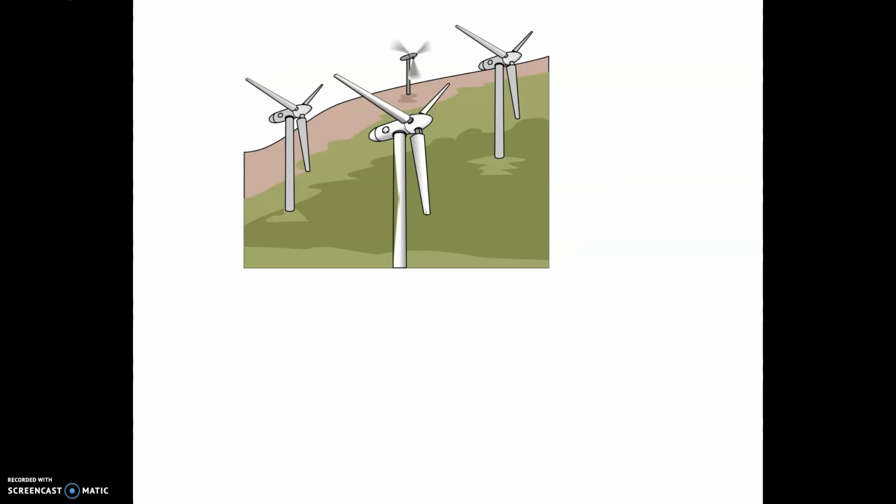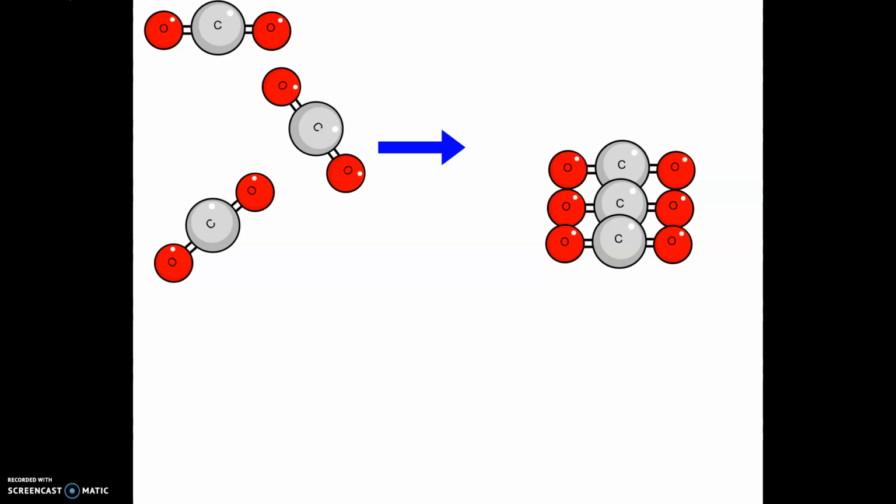What about these wind turbines spinning? Is that physical or chemical? Are we changing those wind turbines? Nope. Physical. All right, we have carbon bonding with oxygen on the left, and on the right we still have carbon bonding with oxygen. All that's happened is that on the left we have these free floating compounds, and then on the right they're stacked together. Did anything change? Do we have something new? Nope. It's physical.